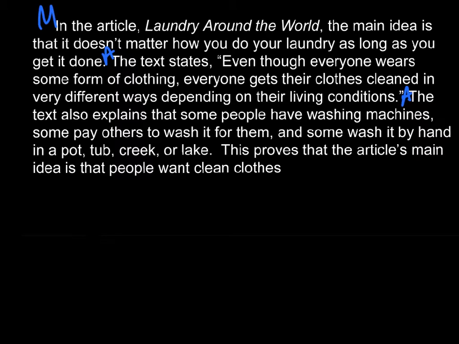Okay, last but not least, we're back to me, MAAM. Me, author, me. Okay, so this, though, is just, again, it's my opinion. But, again, we don't want to say my opinion is, right? And so I just said this proves that the article's main idea is that people want clean clothes. It doesn't matter how they get clean, right? As long as they get done. People want clean clothes. So I just kind of took this first M and I reworded it a little bit for the last M. Guys, that's it. That's the whole MAAM response.